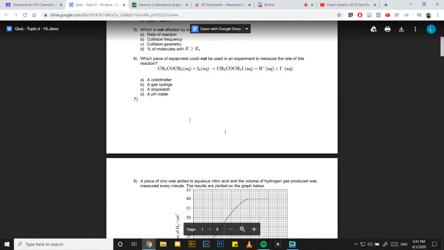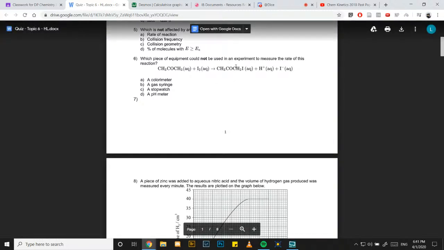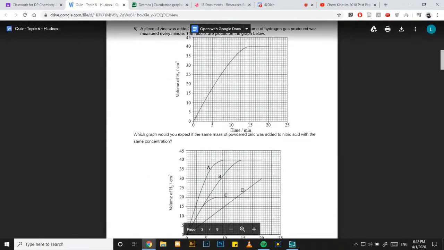Question 6. Which piece of equipment could not be used in an experiment to measure the rate of this reaction? I could go through why all of these could be used, but really you can't use the gas syringe at all, because there's no gas in this entire experiment. You have 2 aqueous solutions and then a bunch of other aqueous solutions. You're not going to get any gases anyways, so you can't expect any gases to come out of this thing. So at the end of the day, you can't use a gas syringe. 7 is skipped, I don't know what that's up with that.